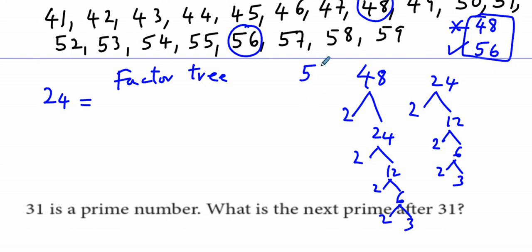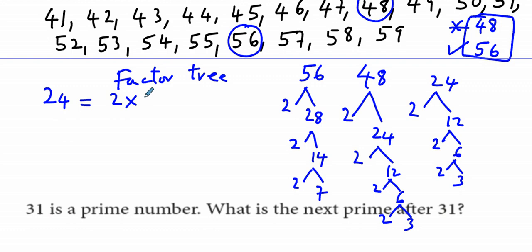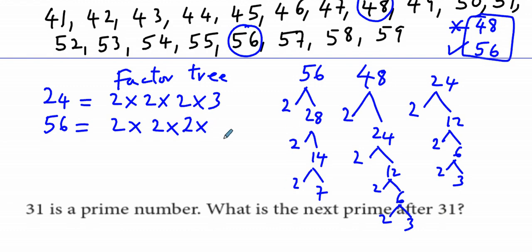So we have 56. Do a factor tree for that. This will be 2 times 28. This will be 2 times 14. This will be 2 times 7. Stop there. So for 24, we got 2 times 2 times 2 times 3. And for 56, we have 2 times 2 times, how many 2's? 2 times 2 times 2, there are 3 2's. And lastly, times 7.